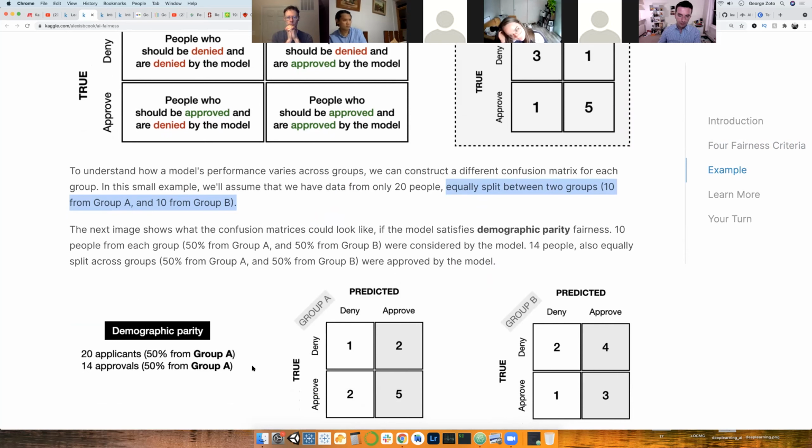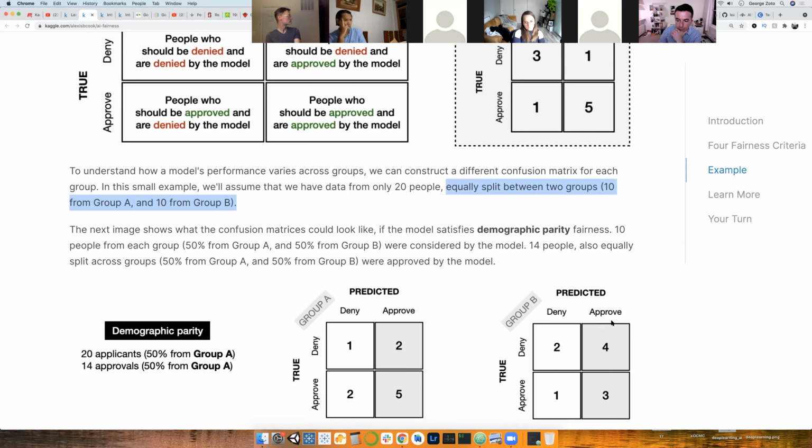So if we're going to look at demographic parity, we basically want to look at the total population that is approved, regardless of whether they should or should not be approved. So basically, we want to look at the approved column for our model. So we look at it for Group A and Group B. For Group A, we have 5 plus 2, 7 people.